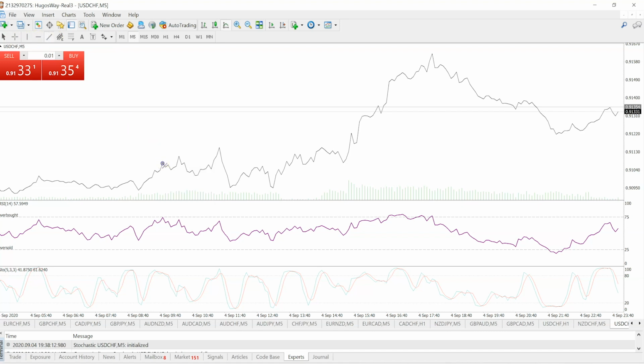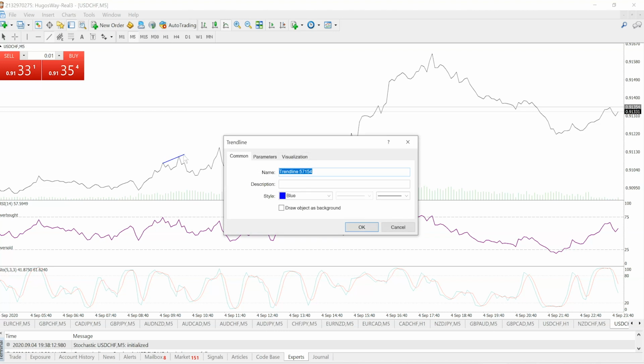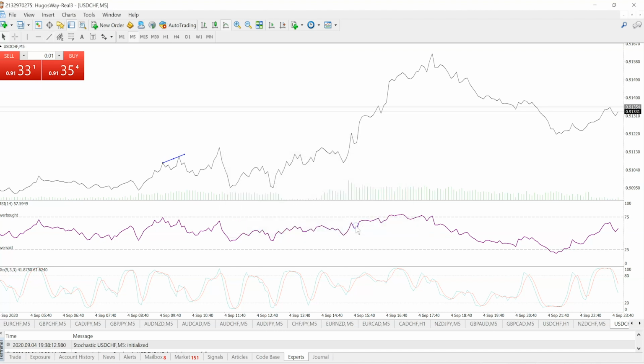The RSI gave us a high and then a higher high. The price gave us a high and then a higher high. This is price. Price gave us a high and then a higher high. And then look at what's happening on RSI.